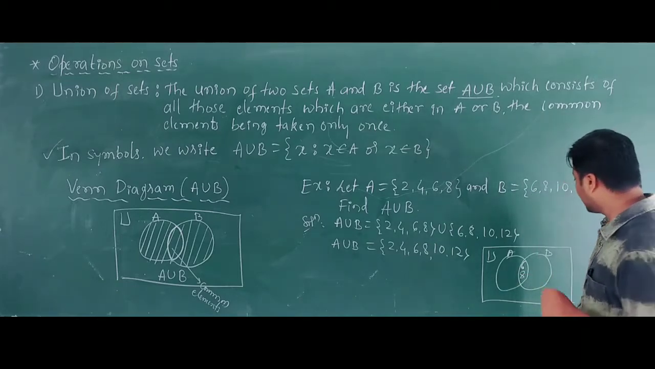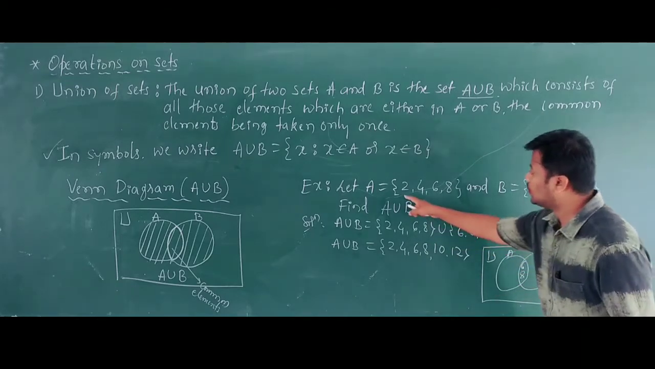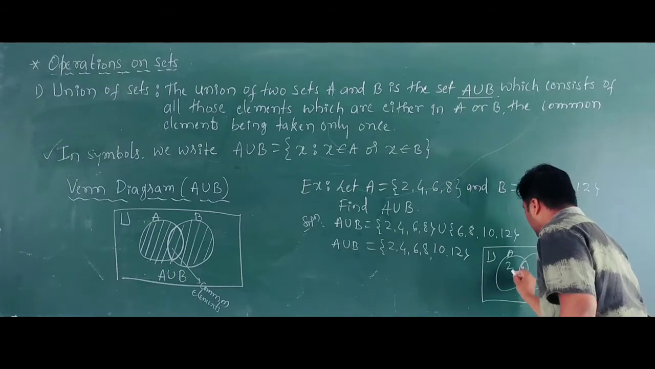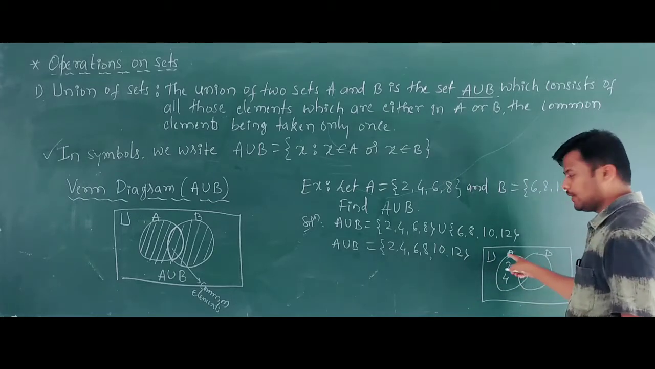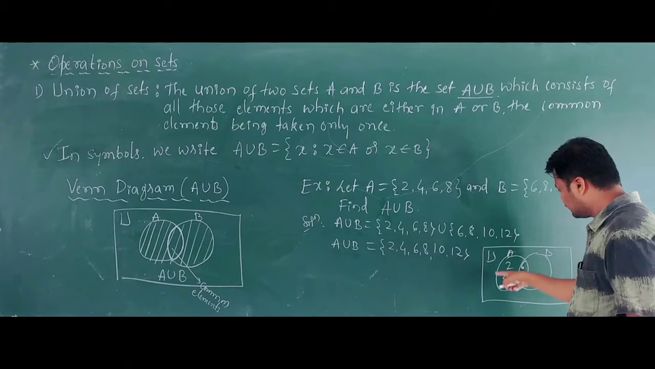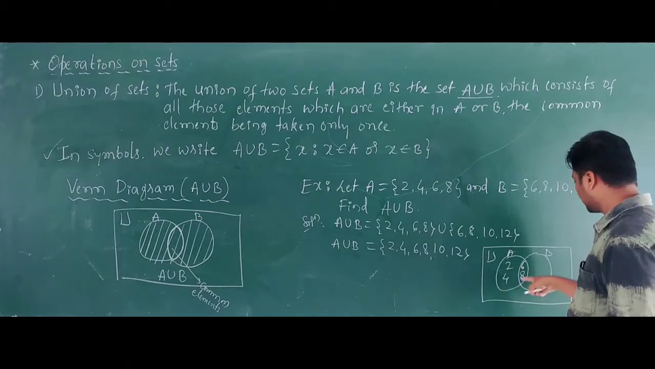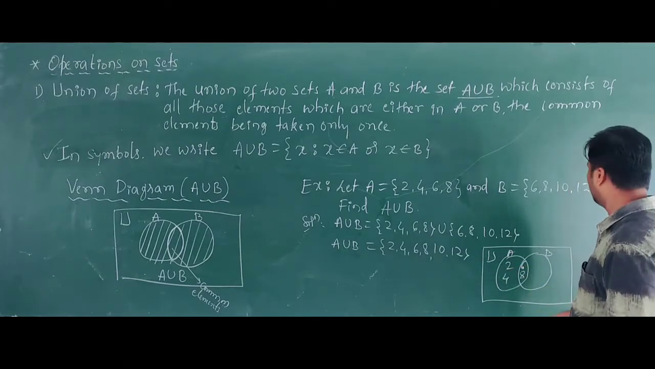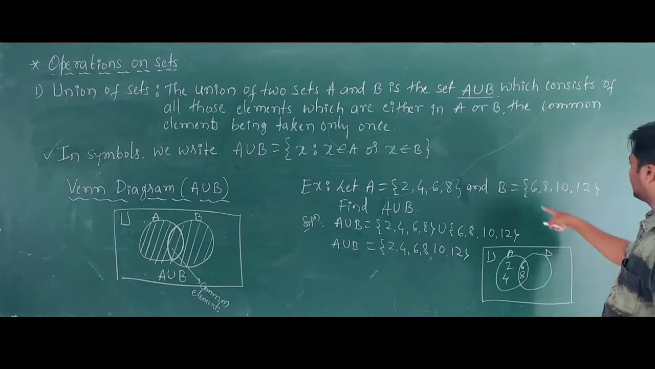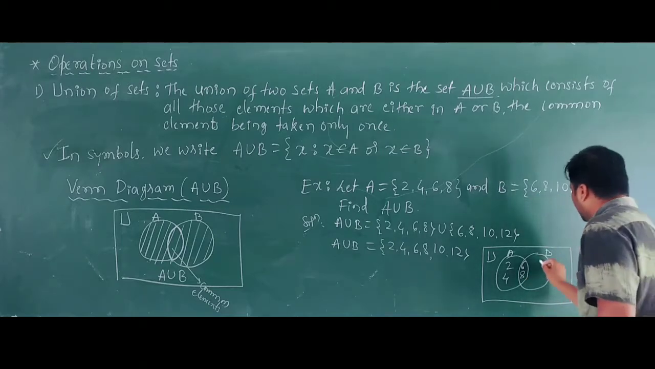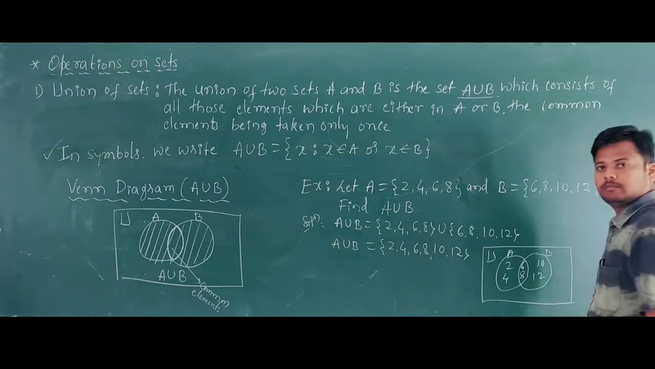Then what are the remaining elements of set A? 2, 4. 6, 8 are already there. So here 6, 8 will come, common for both A and B. Next, see what comes in set B. 6, 8 are already there. 10, 12.